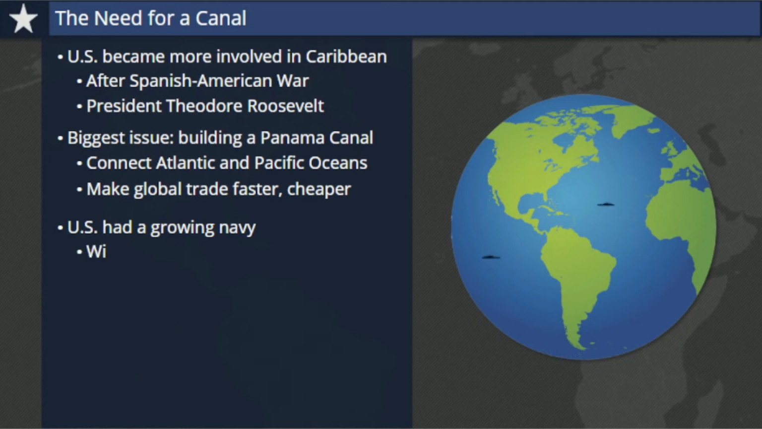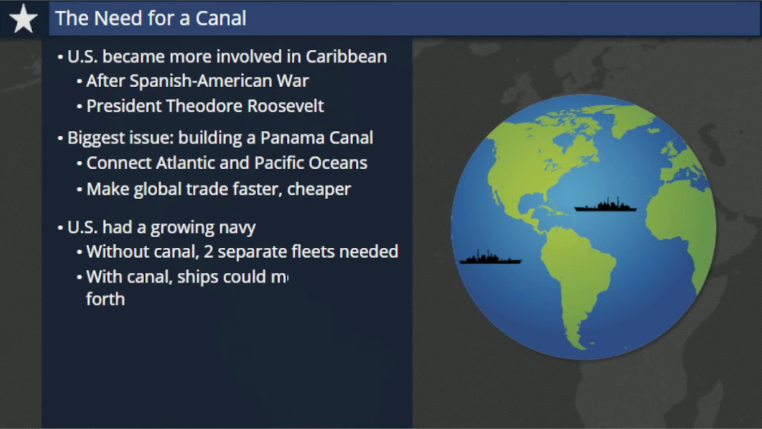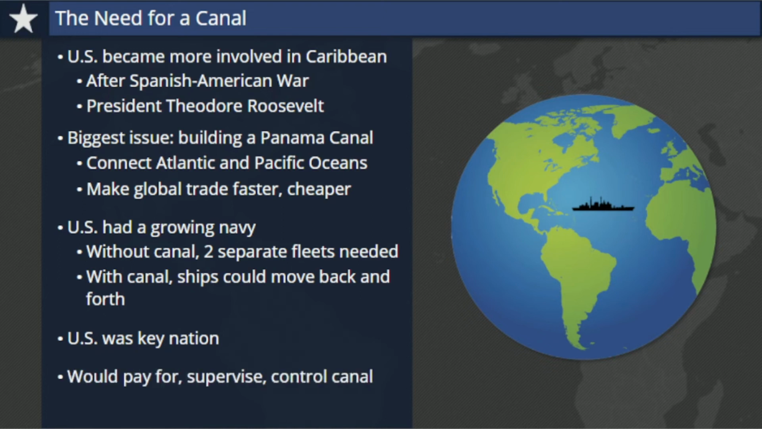Without a canal, the U.S. almost had to maintain two separate naval fleets, one in the Atlantic and one in the Pacific. With a canal, the Navy would be able to move its ships back and forth where they were needed, quickly. The U.S. proved to be the key nation in the construction of the Panama Canal. Americans would pay for the canal, supervise its construction, and control the canal for most of the 20th century.